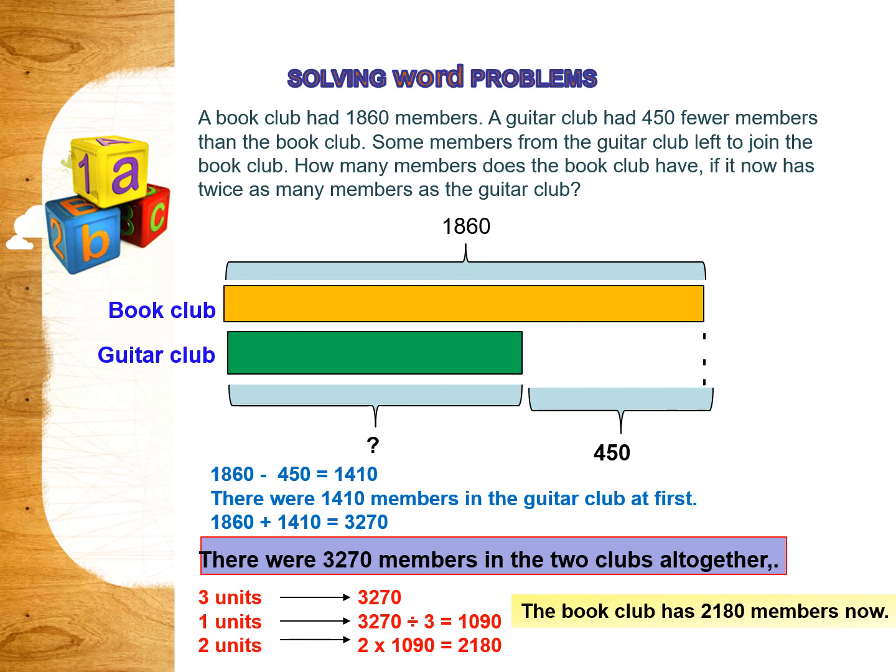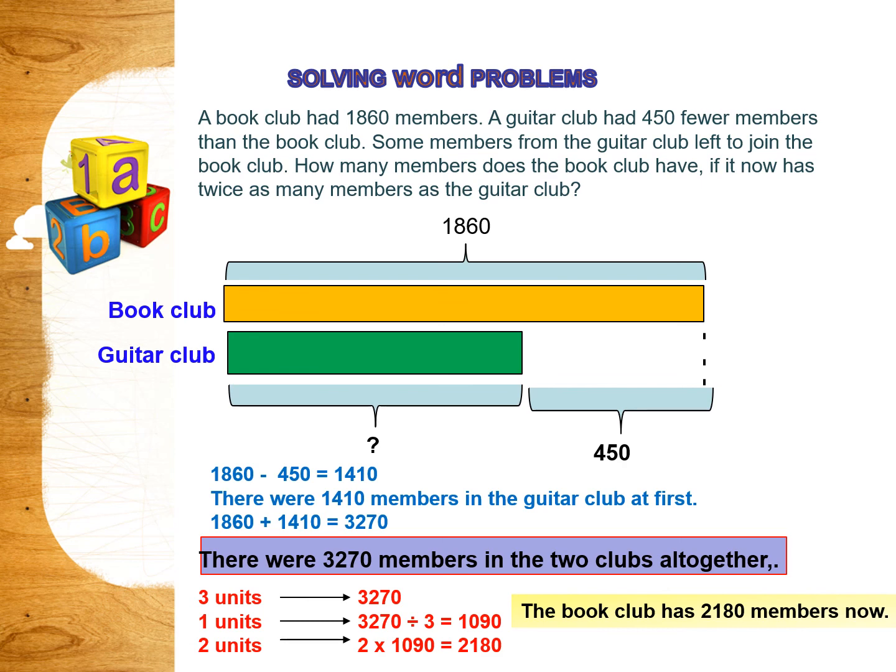Now you have to find the members in the two clubs all together. So what to do? You have to add. Then 1860 plus 1410 equals 3270. Then there were 3270 members in the two clubs all together. So they have 3 units. Then 3 units are how many members? They have 3270 members. First you have to find the 1 unit.